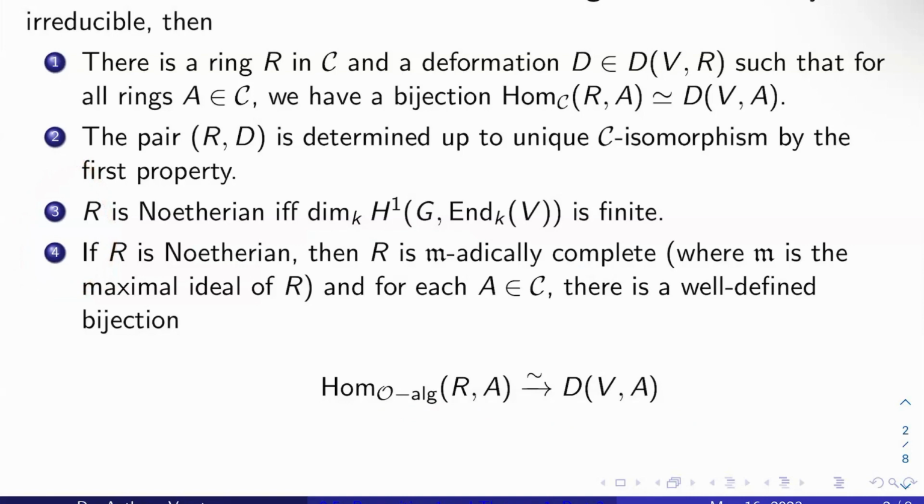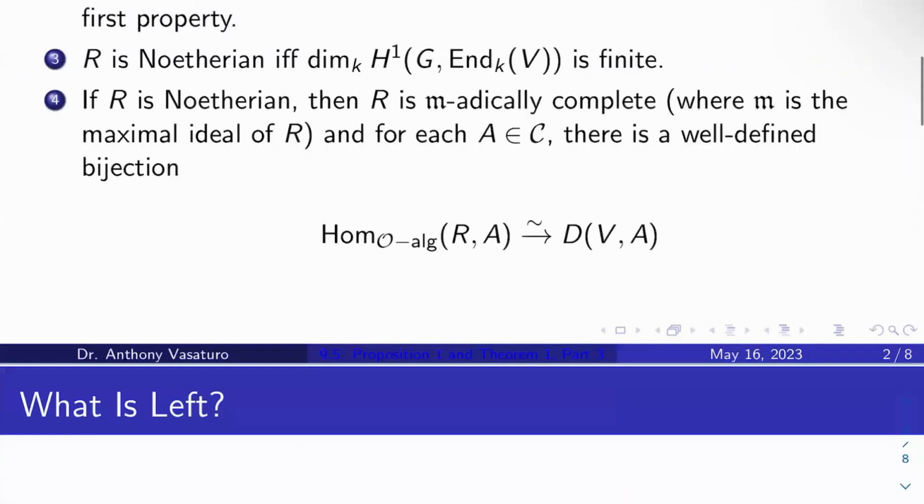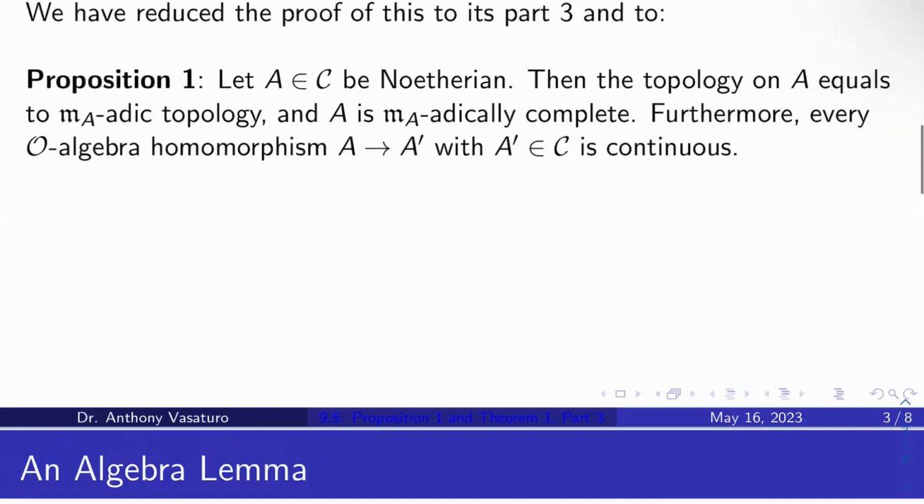We've also done some reductions, though. So what's left to do is we've reduced the proof of this to its part 3, so to this guy here. And then we've reduced part 4 to the following proposition several videos ago, which we called proposition 1. And it says, let A in C be Noetherian, then the topology on A equals the m-adic topology, and A is m-adically complete. So it's like complete implies m-adically complete, I guess, in this setup. Furthermore, every O-algebra homomorphism A to A' with A' in C is actually continuous. Okay, so we have to prove this, and we have to prove theorem 1, part 3, and then we're done.